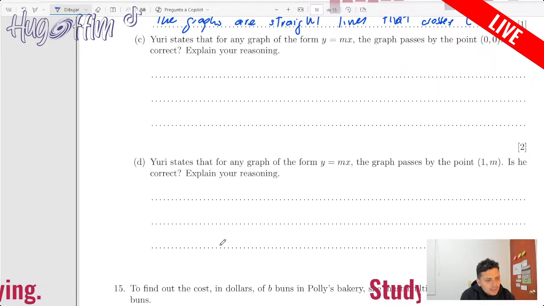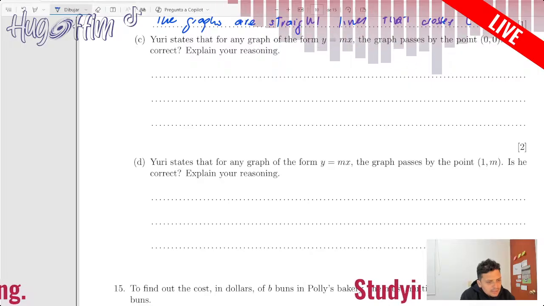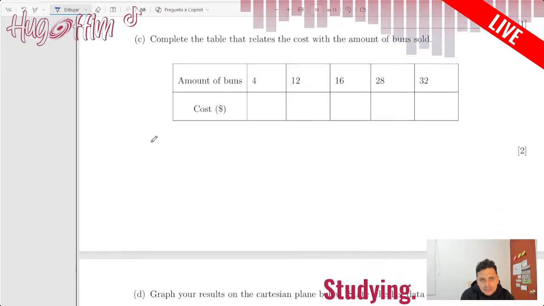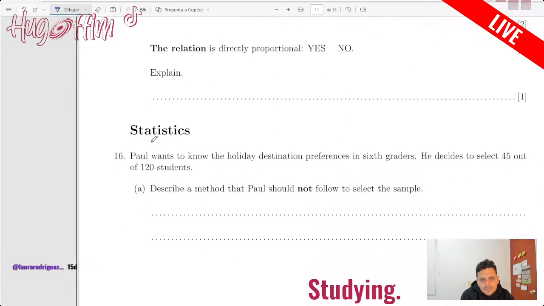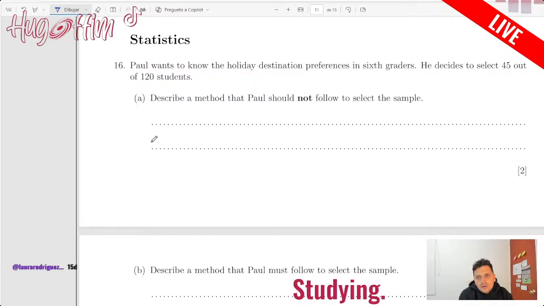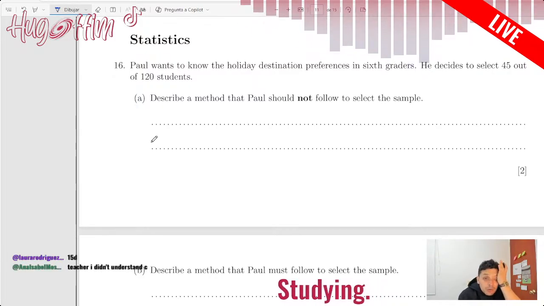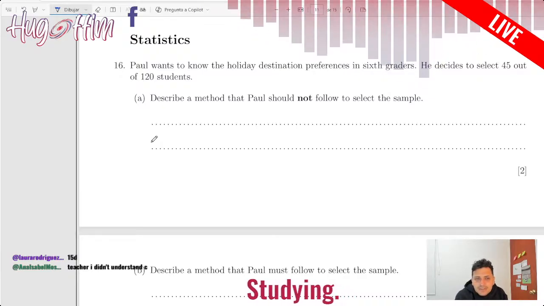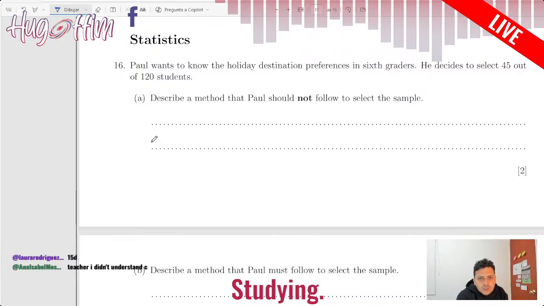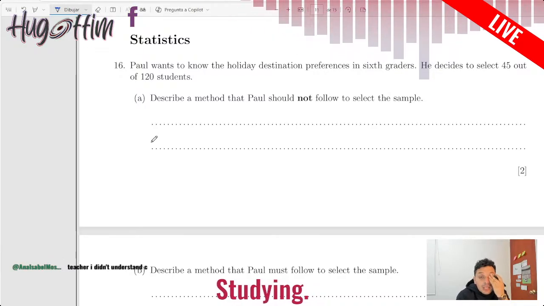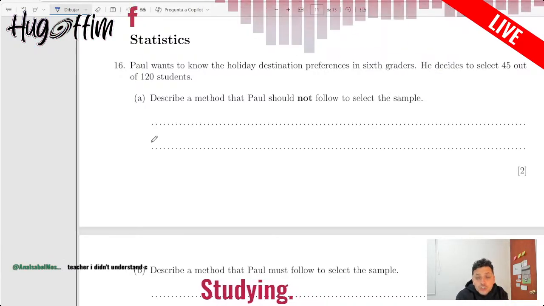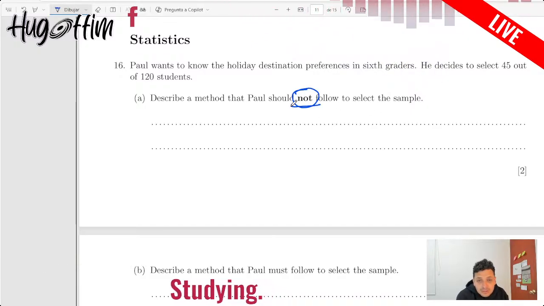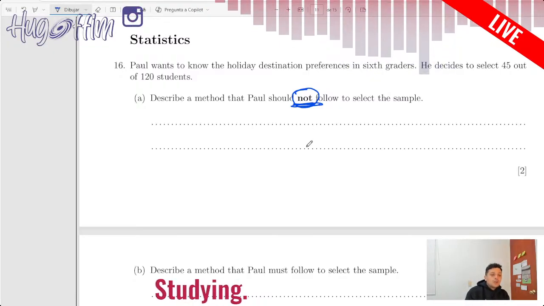I can see here that someone is asking a question. 16. Let's see, 16. What is 16 about? Okay, it says Paul wants to know the holiday destination preferences of 6th graders. He decides to select 45 out of 120 students. Describe a method that Paul should not follow to select the sample.